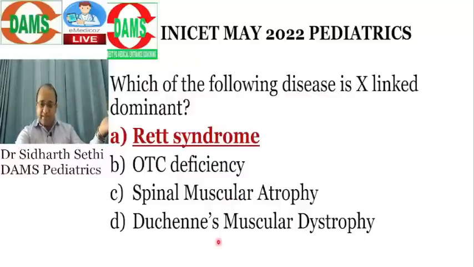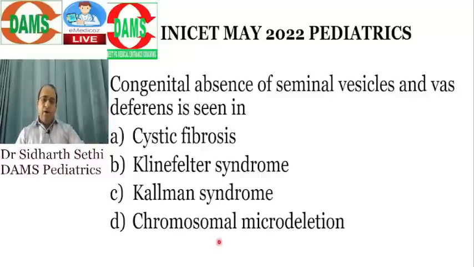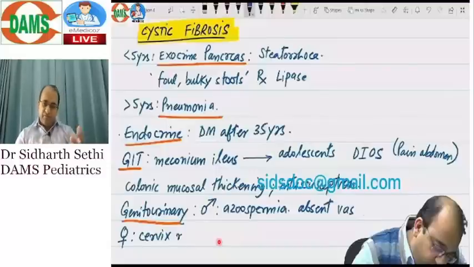Duchenne's is X-linked recessive. Now another question which is a favorite question of your examiners, and every NEET and INICET will have a question, and the question is on congenital absence of seminal vesicles and vas deferens. Now I have been telling you in each of my classes, this is a screenshot of my regular class where I told you that in cystic fibrosis, all males have azoospermia and they have absent vas deferens. So they are infertile. Okay.